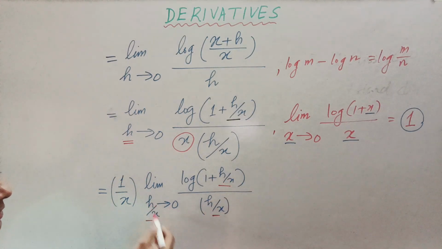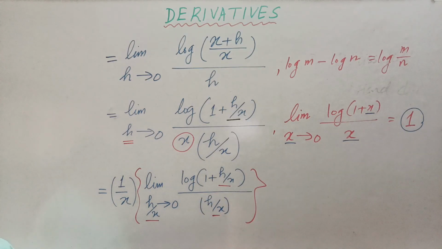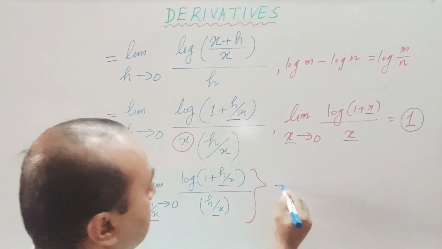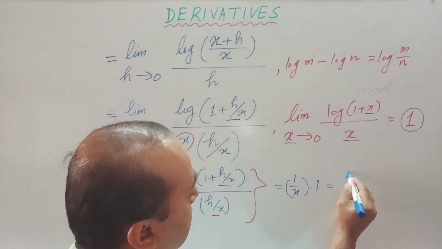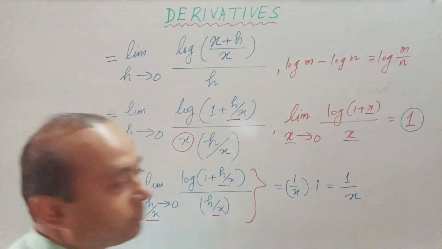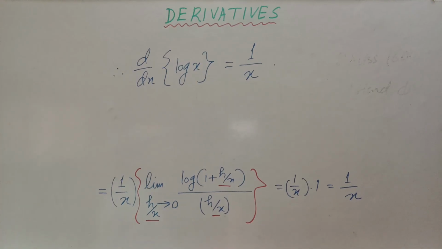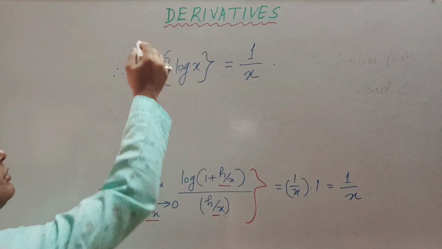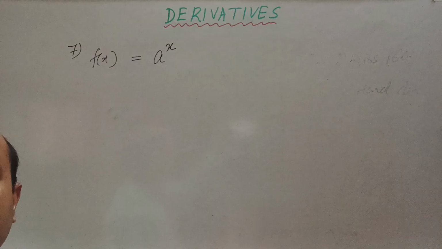h by x, h by x, h by x. Therefore, this entire value will become 1. So write down 1 by x into 1. So definitely the answer is 1 by x. Therefore, d/dx of log x is equal to 1 by x.